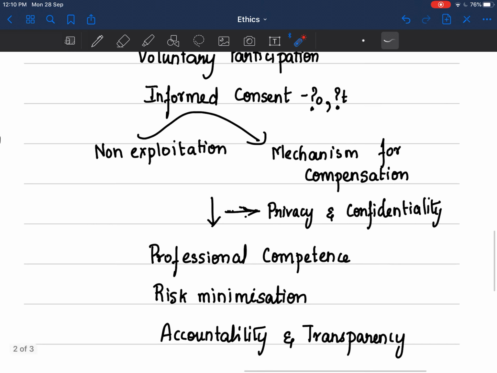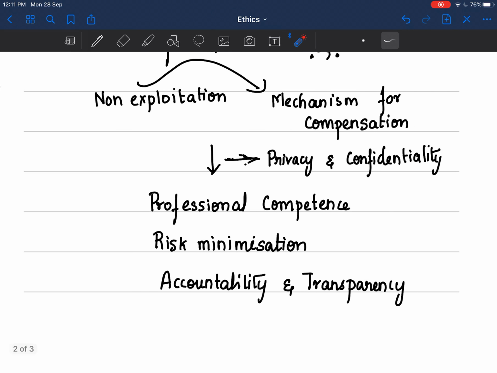Next, how should the person who is conducting the study be? They should be competent, they should know the risk minimization, meaning whatever they do, it should be at the least risk possible. Okay. And there should be accountability and transparency. Whatever is happening should be informed to everybody. Alright. It should not be hidden just for the sake of getting out a good study paper.